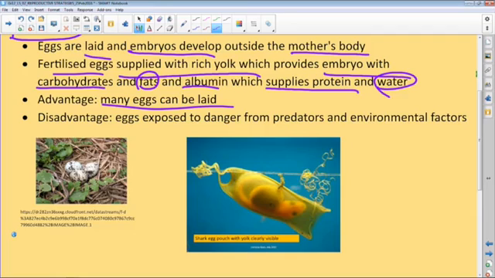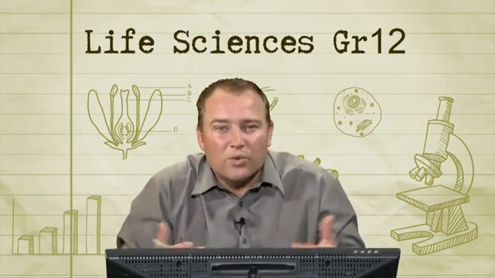Think about it. Okay, the next one, the disadvantage, eggs exposed to danger from predators and the environmental factors. If it's too cold, the eggs are not going to hatch. Okay, if water runs over, not supposed to have water, well, what do you think is going to happen? We're going to die out. Can you understand? So we need to look at these things very, very carefully.